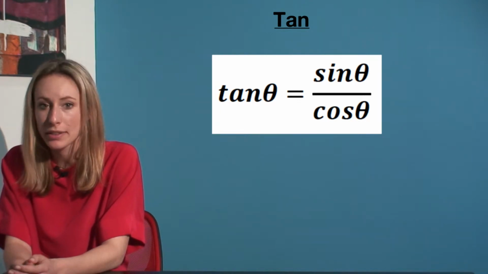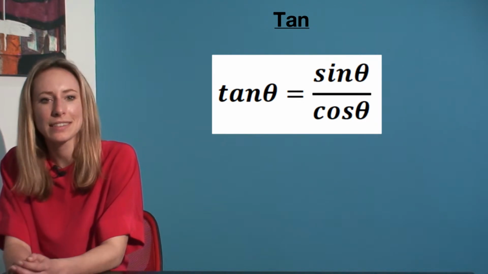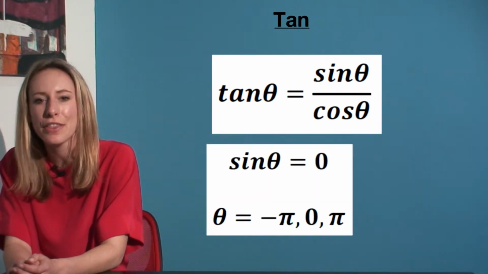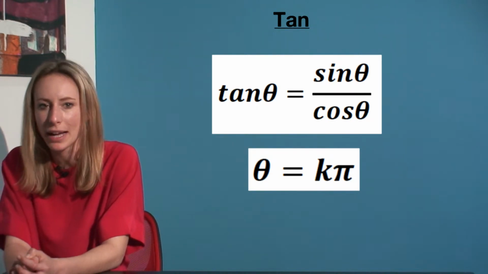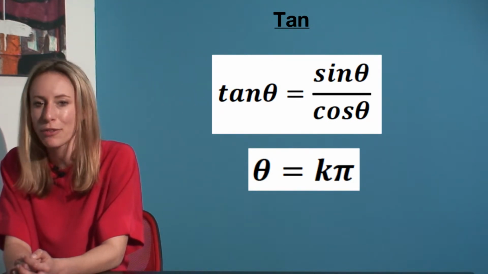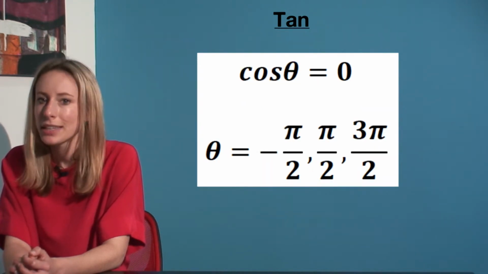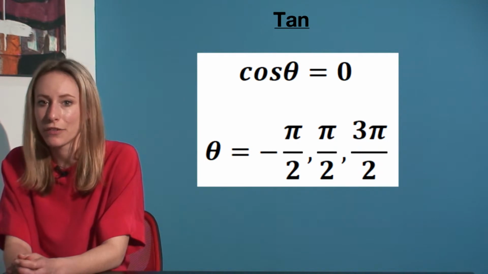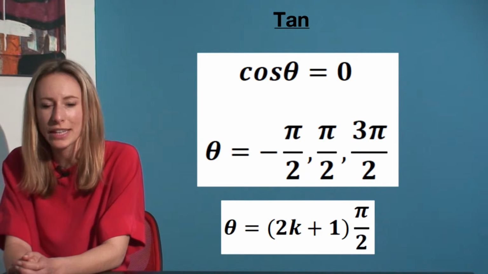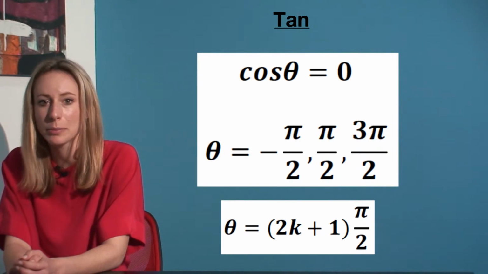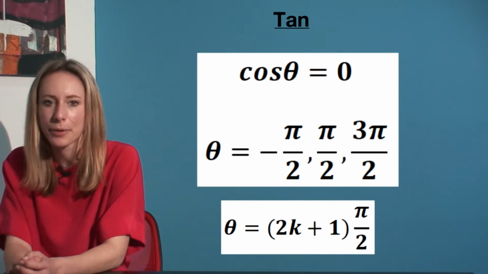We need to first remember that tan theta is the ratio of sine theta over cos theta. This tells us that tan theta will equal 0 whenever sine theta equals 0. This can be written in the form of theta equals k pi, where k is equal to any positive or negative integer, and 0. Whenever cos theta equals 0, then the function will be undefined, and therefore an asymptote will occur there. This can be written in the form of theta equals (2k plus 1) times pi over 2, where k is equal to any positive or negative integer and 0.